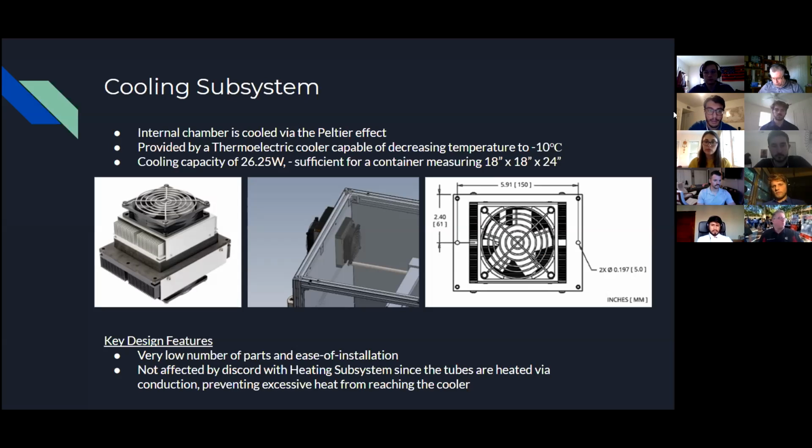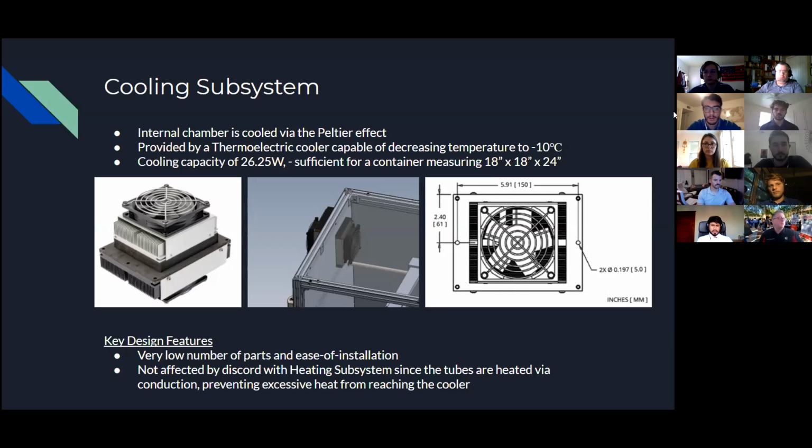So based on the dimensions of the incubator and the cooling requirement, the device identified has a sufficient cooling capacity of 26.25 watts, which is plenty to allow us to bring the temperature as low as -10 degrees Celsius for the specific dimensions of our incubator. And the system also brings a few key advantages in its very low number of parts, since I think the total number of parts is just 3.